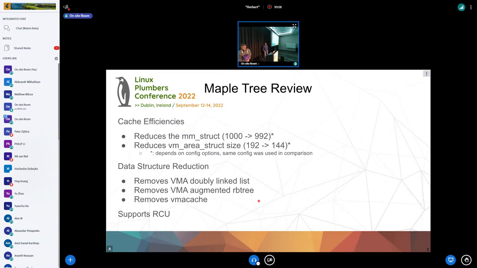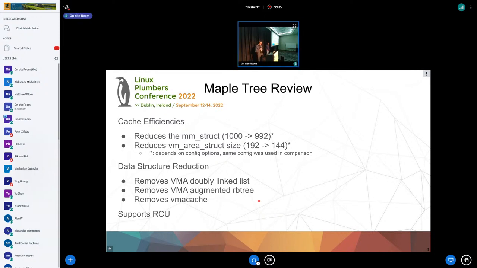And for those who want to know more about the Maple Tree, yes, if you want to learn more about the Maple Tree, there's a talk later on, Wednesday afternoon, in the afternoon track. Thank you, Liam. And Michel will present updates on the SPF front.